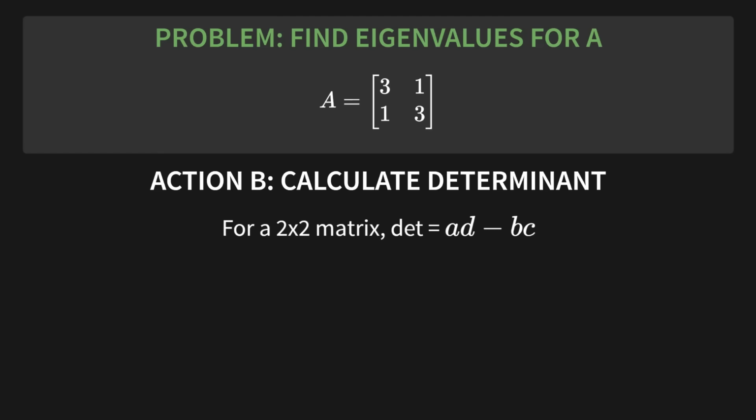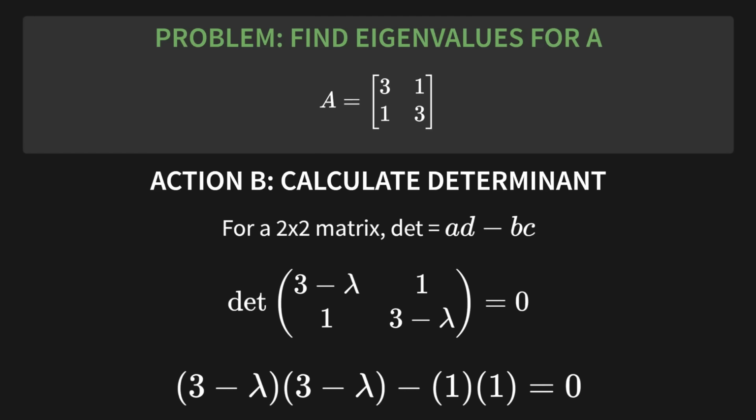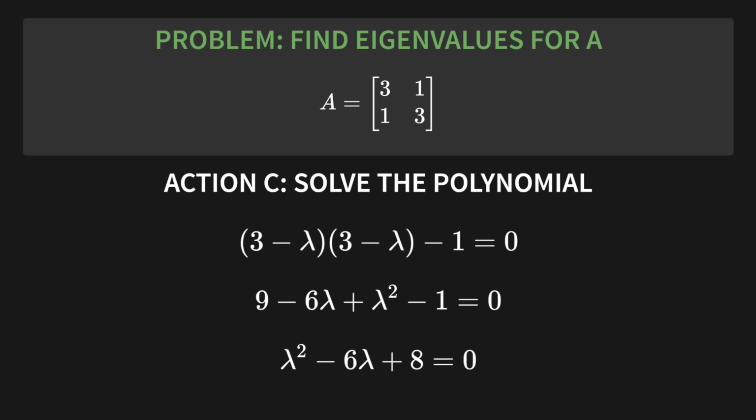Next, action B. Calculate the determinant. For any 2x2 matrix, the determinant is just ad minus bc. So for our matrix, we get the equation: the determinant of 3 minus lambda, 1, 1, 3 minus lambda equals 0. That brings us to action C, solve the polynomial. Cleaning that up gives us a nice, simple quadratic equation: lambda squared minus 6 lambda plus 8 equals 0.